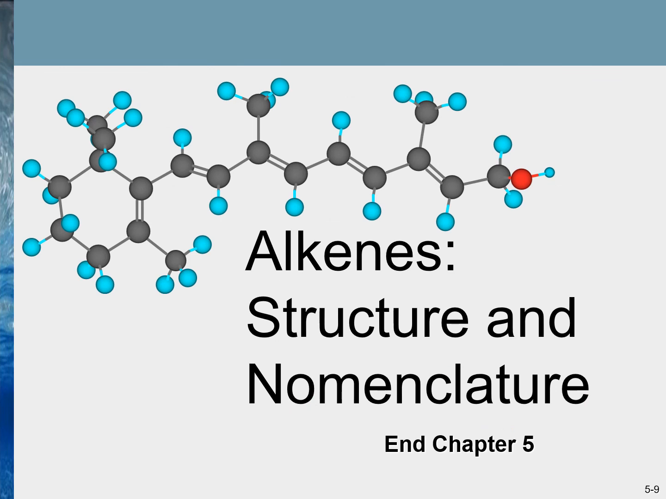So with that, we conclude chapter number 5. In this chapter, we learned about alkene structure and nomenclature. Apart from structure and nomenclature, we also learned about various physical properties of alkenes. And finally, we discussed naturally occurring alkenes, especially terpenes and fatty acids.